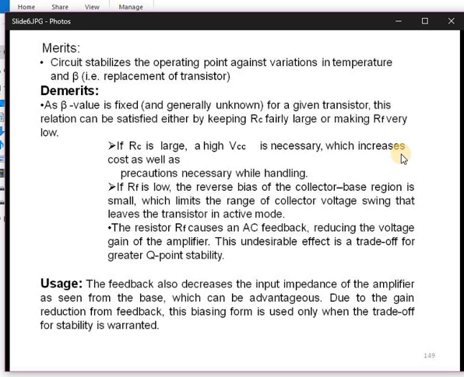Now where do we use this type of biasing circuit? The feedback also decreases the input impedance of the amplifier as seen from the base, which can be advantageous due to the gain reduction from feedback. This biasing form is used only when the trade-off for stability is warranted. So due to the above drawbacks, this type of biasing is used only when the trade-off for stability is warranted. These are the merits and demerits of the collector to base bias circuit.